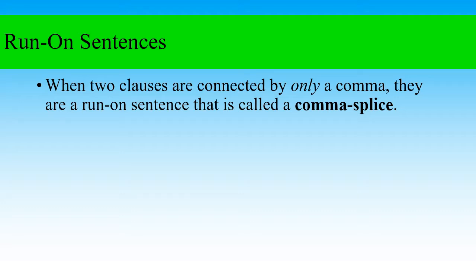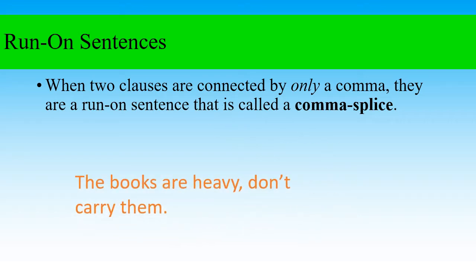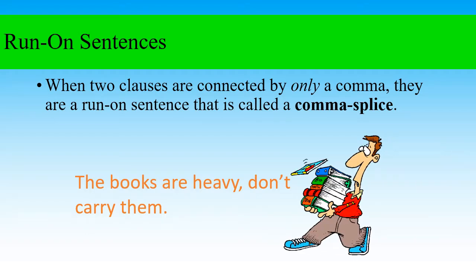When two clauses are connected by only a comma, they're a run-on sentence, and that's a comma splice. We don't like that. The books are heavy, don't carry them. Oh, what do you have to go and do that for? You need to make that a semicolon. This is a complete idea. This is a complete idea. You can't separate a complete idea with just a comma. That's a comma splice.